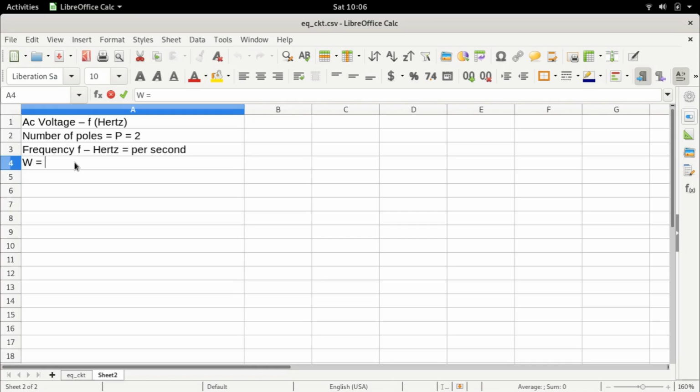Or rather, we can say that if this is the hertz, the frequency, what will be the omega? The omega corresponding to this is of course 2 into pi into f. This is the angular frequency.